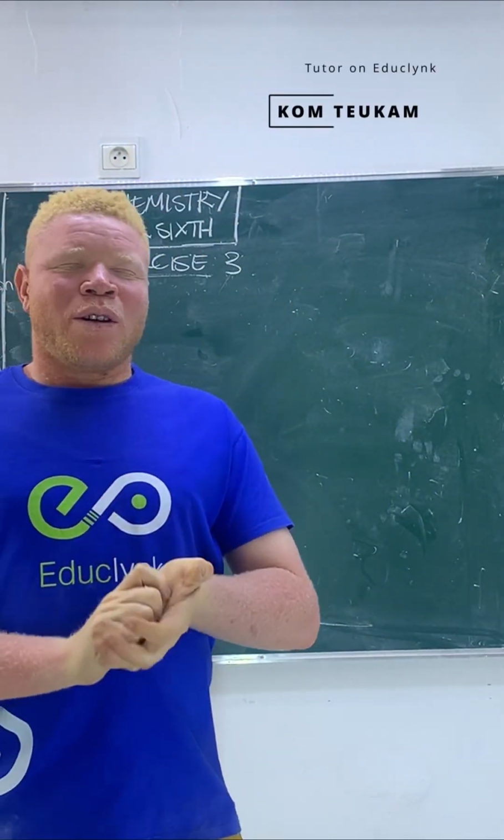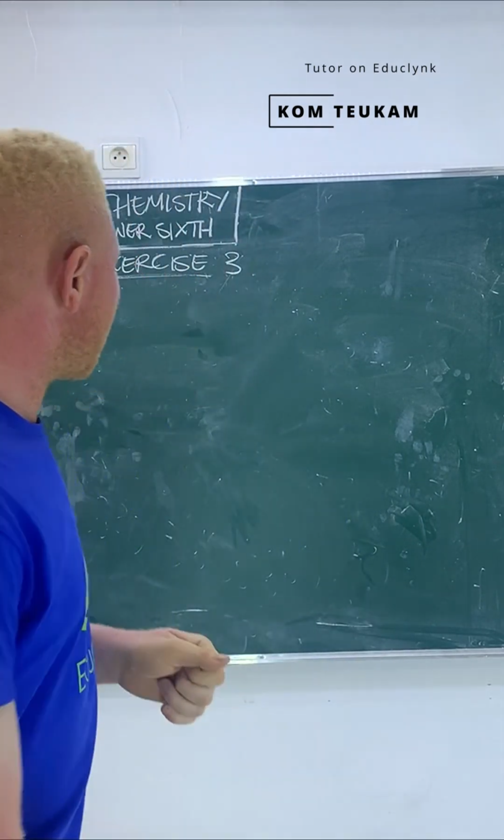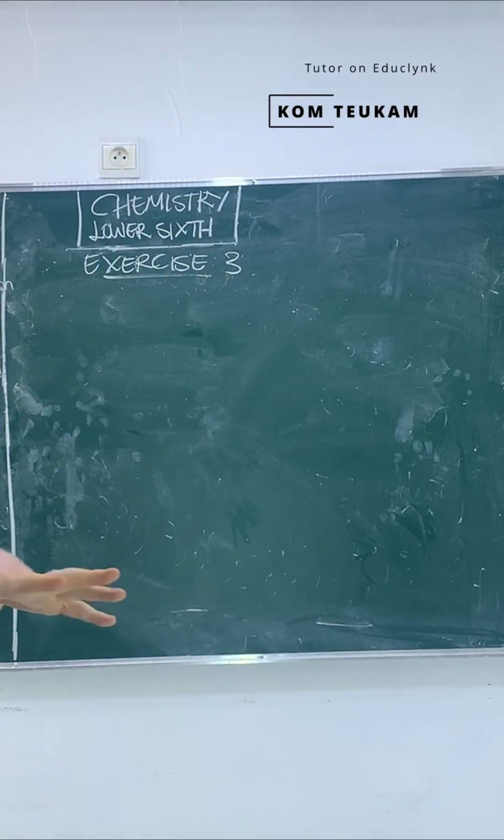So we're going to go straight to the correction of exercise 3. For exercise 3, I'm going to read it back. Exercise 3 is: using the spdf notation, write the electronic configuration of the following elements.